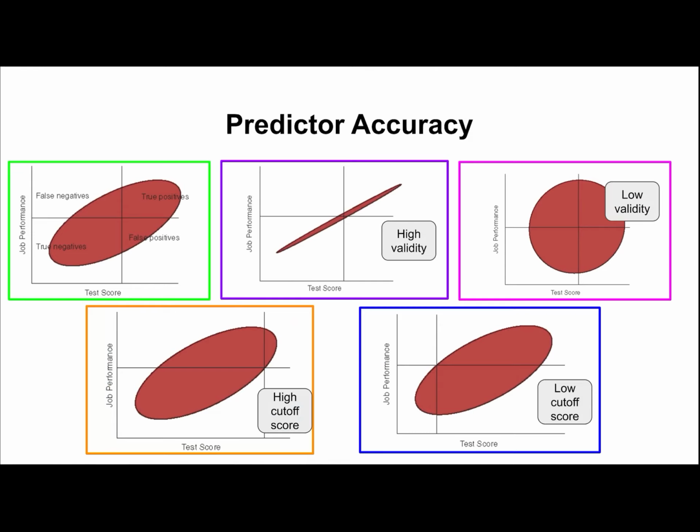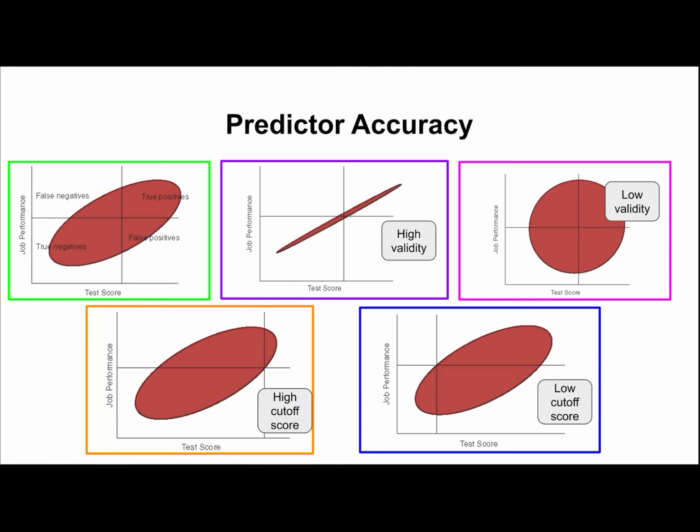Moving on to the purple box, we see what happens when our selection methods have very, very high validity. See how it's less spread out? We're really able to predict more accurately. The higher their test score, the higher their job performance. As you can see, this results in very, very few false negatives and false positives because it's such a valid measure. There's very little error. There's not too many people who score high on the test but are not good at the job. And there's very few people who score low on the test and are good at the job because it's a very valid procedure.